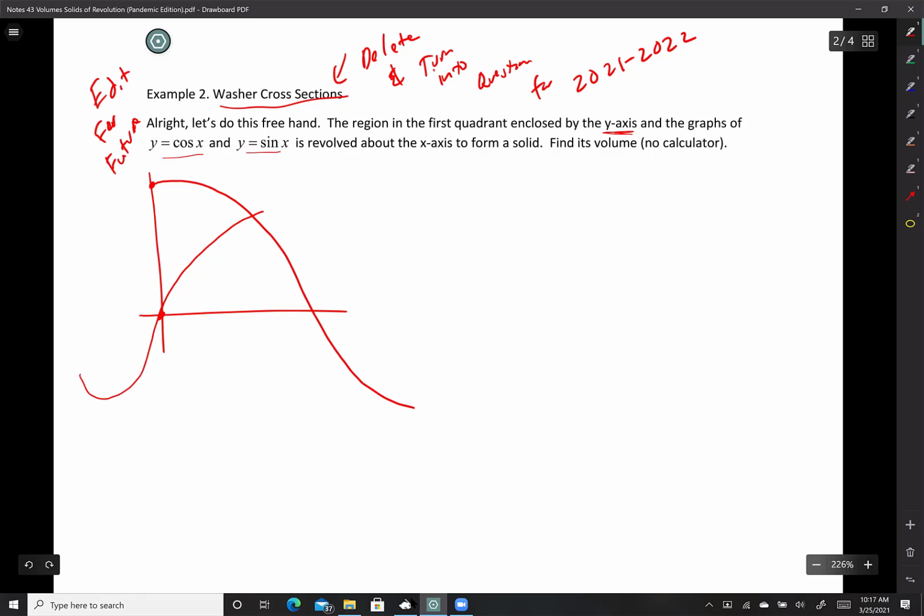So the region they're talking about, let's see what region they're talking about. The region in the first quadrant enclosed by the y-axis and the graphs of cosine and sine. So they're talking about this fin-looking thing. It looks like a fin if you look at it from a certain angle. So I'm going to redraw it with just the fin. So here is my second rendering, and I'm just going to draw the fin. Oh, I didn't want the wiggly there.